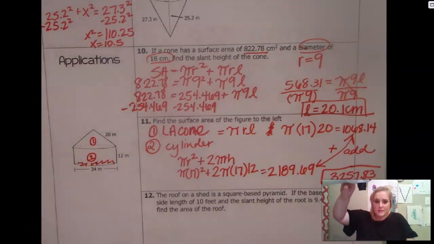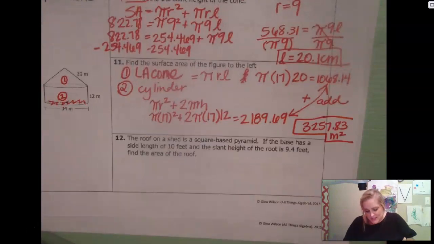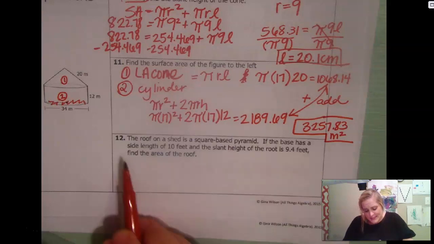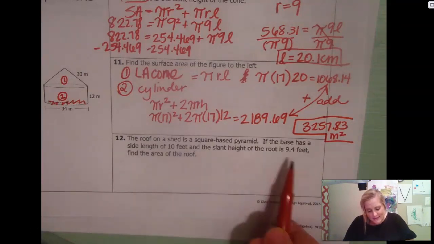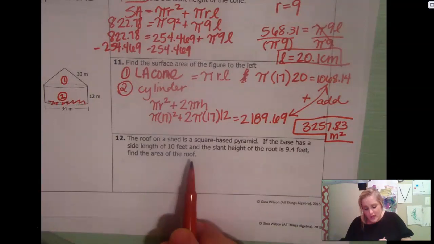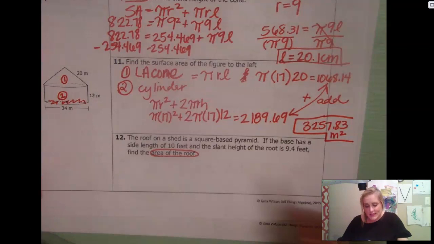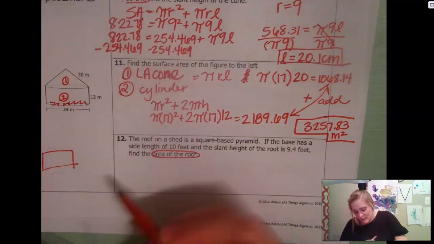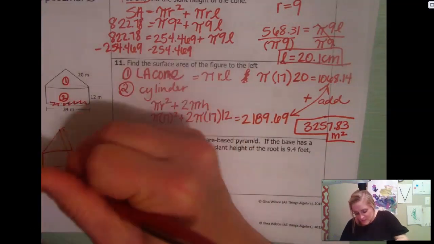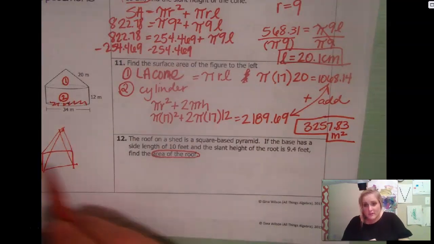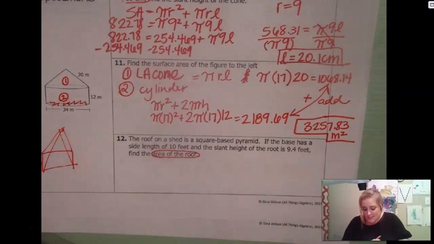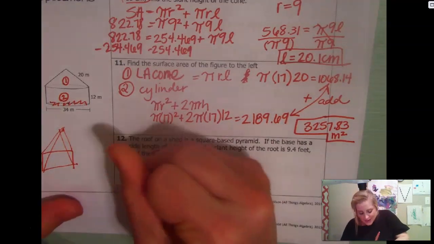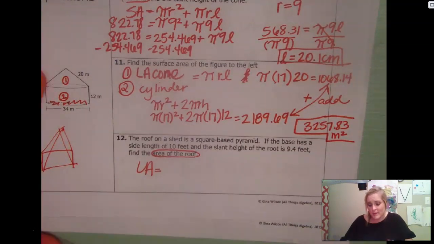Then number 12 down here says the roof on the shed is a square base. So we're talking about the roof of a shed. If the base has a side length of 10 and a slant height of 9.8, find the area of the roof. So again, like this one, we are not going to include the base. We're just including the 4 sides of the roof. So that's the lateral area of a square pyramid.